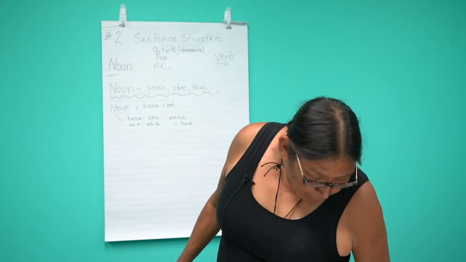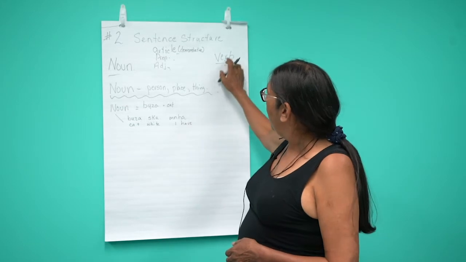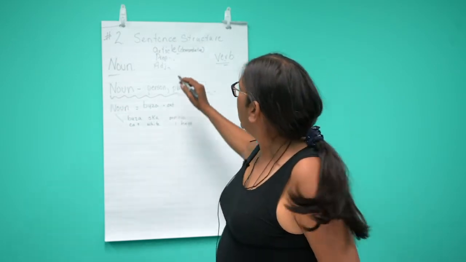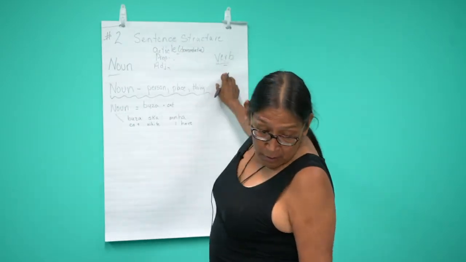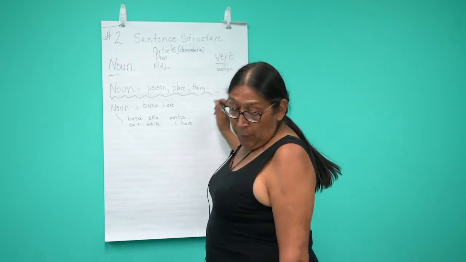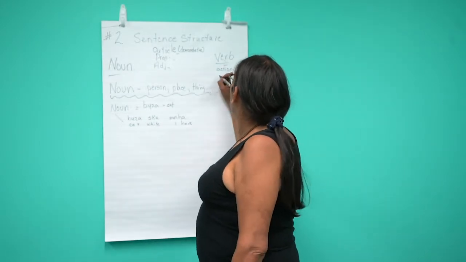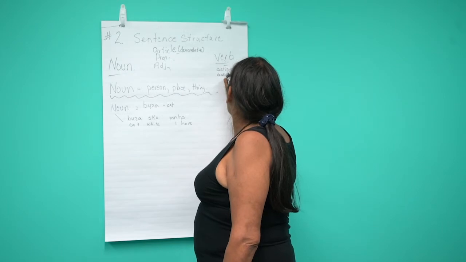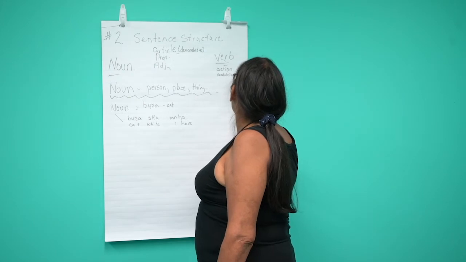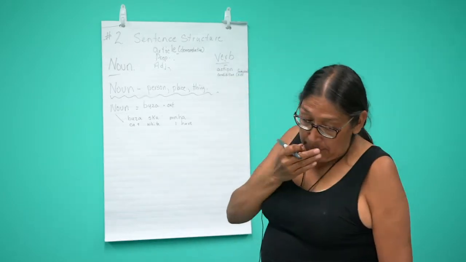Let's do your verbs. A verb is an expression of action or a state of being. See, "I have" is a state. So your verbs here could represent an action, or they could represent a condition, as in sick, mayaza. That would be a verb. I am sick.